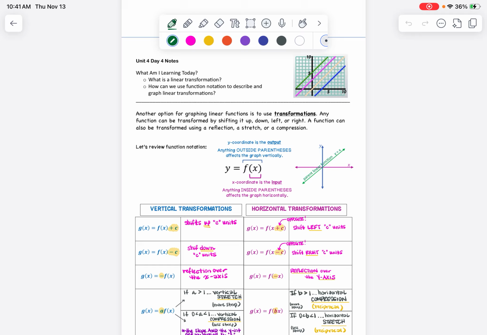All right, you guys. So you might be asking yourself, why does Miss Jester have Unit 4, Day 4 notes pulled up when we are doing Unit 7? Okay, so the reason I have these notes pulled up is because we're basically doing the exact same thing today that we did back in Unit 4.